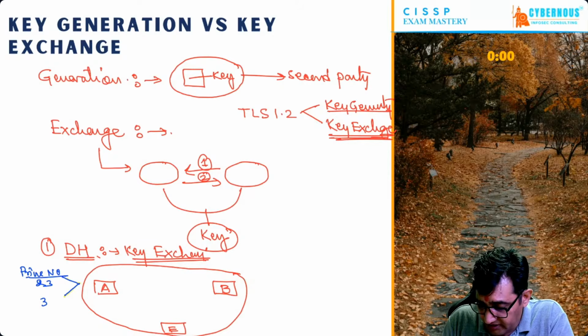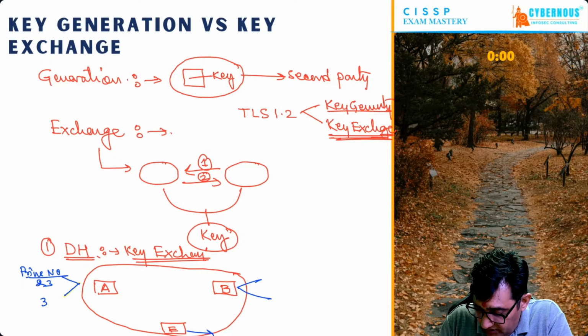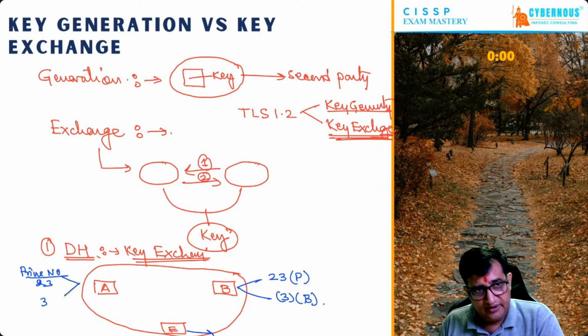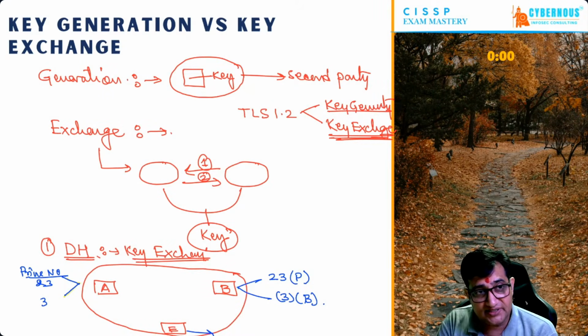Now, these three are going to openly communicate, so even E can listen to it. They are going to declare 23 as the big prime number, and they are going to communicate 3 as the base number, right? Now, what will happen? The magic is here, right?